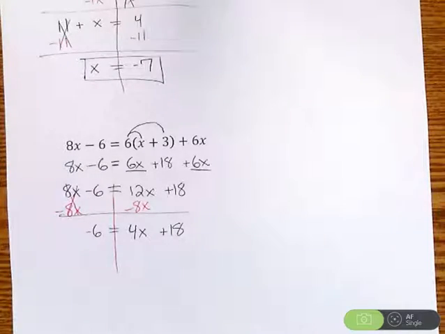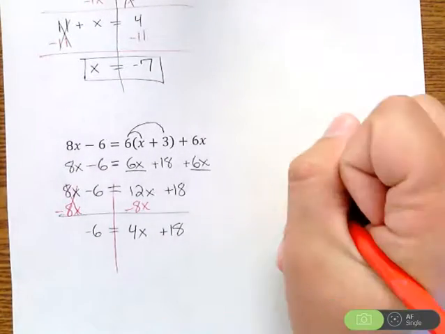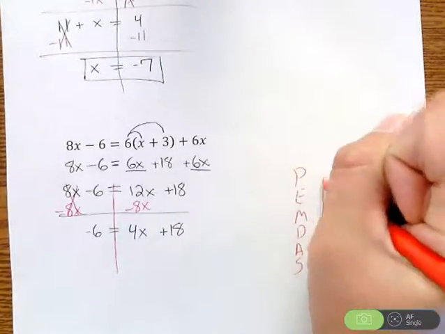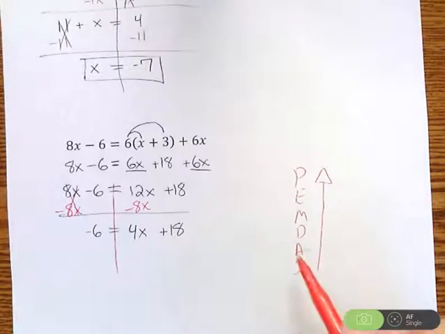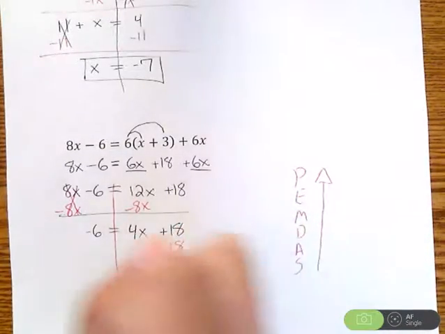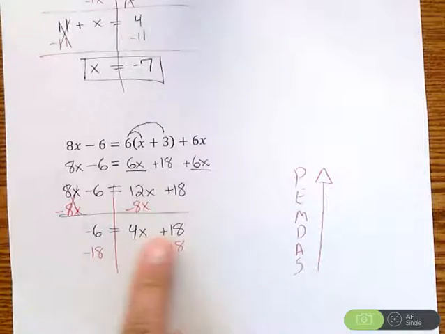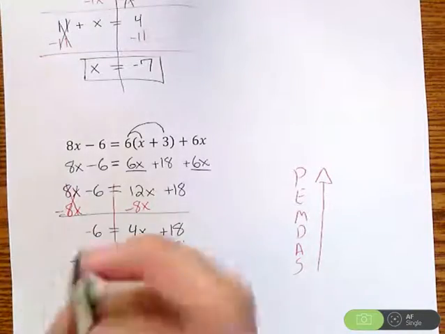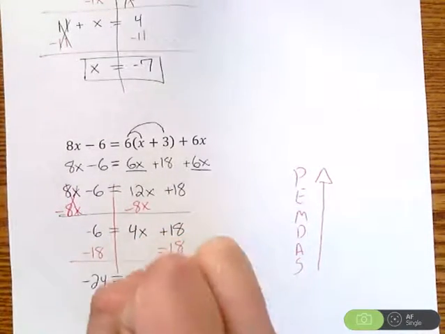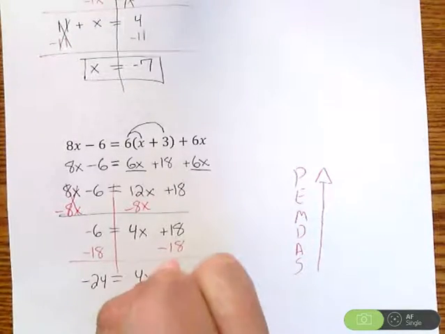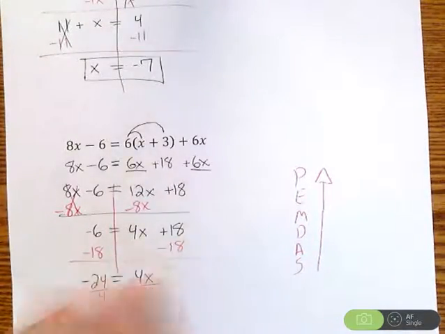From here on out, we're just solving like we've been doing. We're doing the order of operations backwards, which means PEMDAS backwards. That's get rid of addition and subtraction first, then multiplication and division, then exponents, then parentheses. So subtract 18, because I want to get this x by itself, so I have to get rid of the 4 and the 18, getting rid of the addition first. It's going to give us negative 24 equals 4x. And finally, I have to get rid of this 4. This is 4 times x. The opposite of multiplying by 4 is dividing by 4 on both sides.